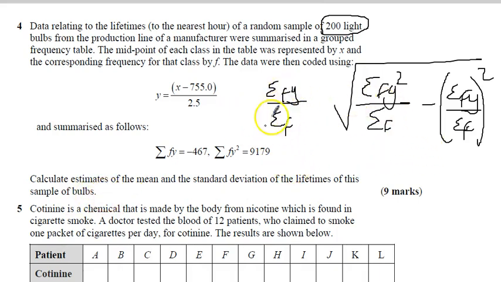So literally, once we've got the value of the mean, we can just say, well, Y bar equals X bar minus 755.0 over 2.5. Rearrange this formula, times your mean value by 2.5 and add the 755 and you'll get the X bar.